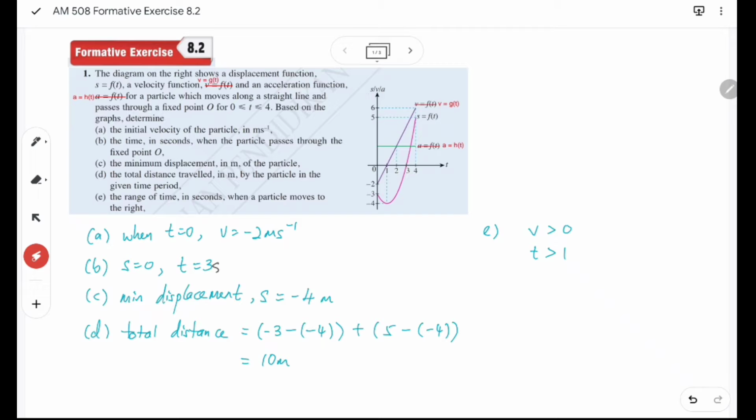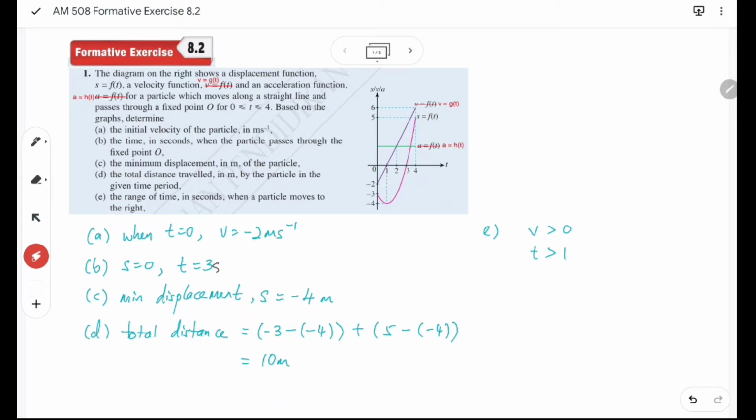Then (d), the total distance traveled in meter by the particle in the given time period. When we need the total distance, we refer to the s graph. In the first part, we go from -3 to -4, so it actually traveled 1 meter toward the left. The second part is from -4, which is 4 meter on the left, going toward 5 meter on the right of the fixed point O.